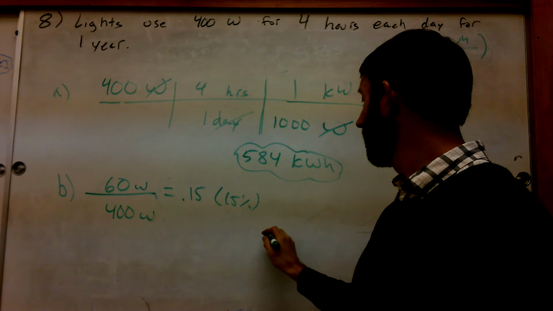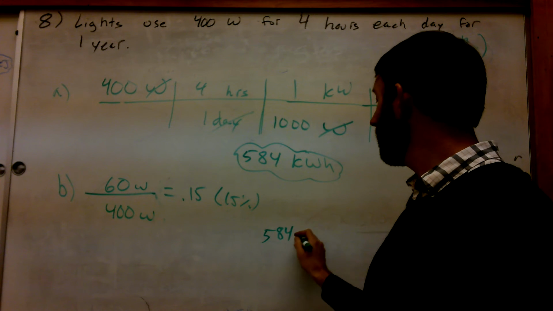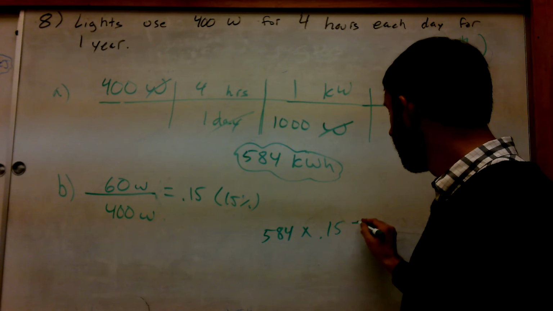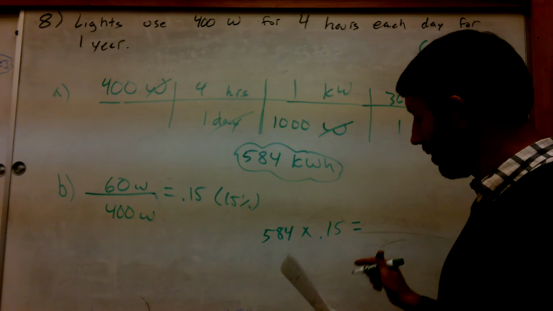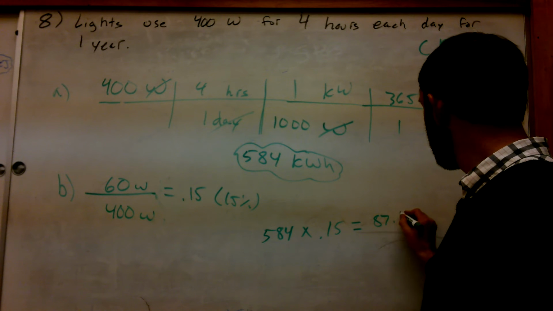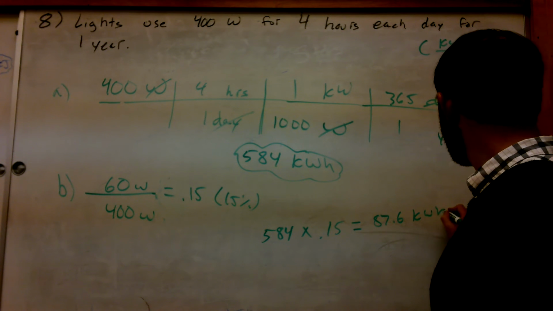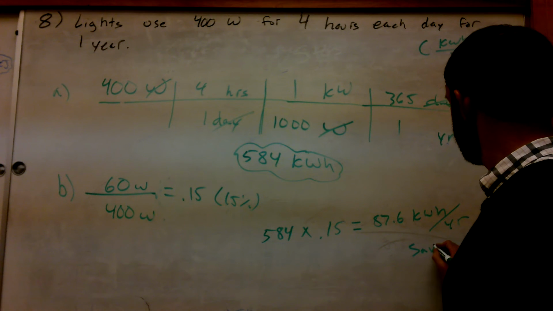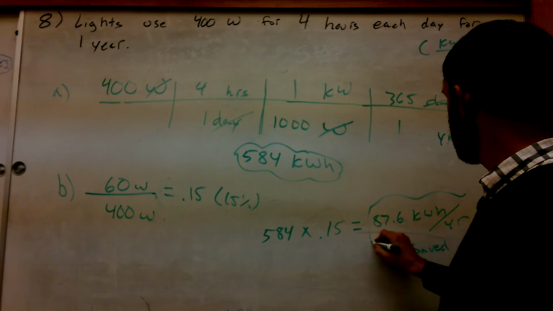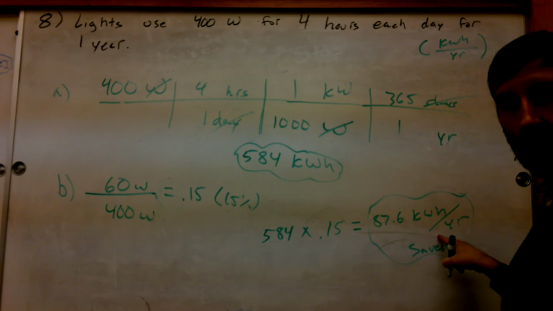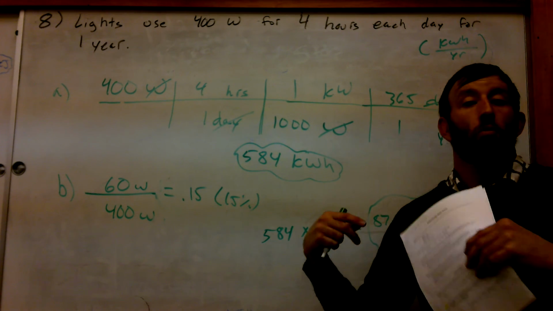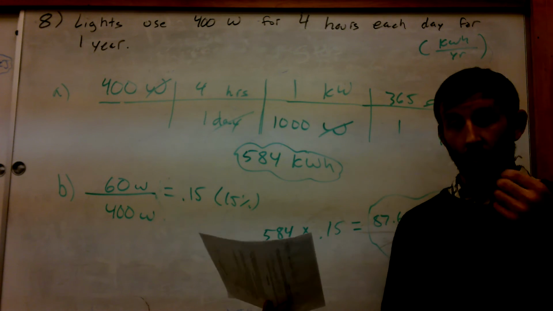It's going to be 584 times 0.15, and that would be equal to 87.6 kilowatt hours per year saved. So I'm essentially going to use that many fewer kilowatt hours in a year by switching to fluorescent bulbs, which are more efficient in terms of how much light they put out.